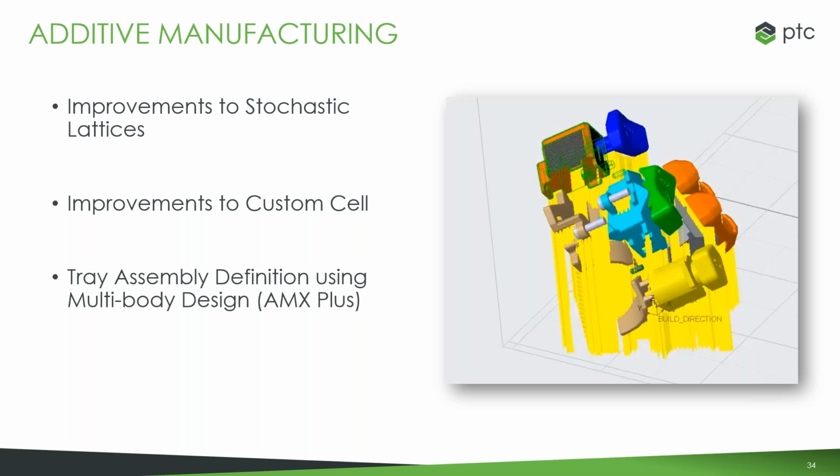And then specific to additive manufacturing, mainly when you're printing with metal instead of just plastic, we've made improvements to the tray assembly definition. That's really utilizing the MultiBody Design methodology. Even within the same part file, you can have different bodies with different parameters, wall thickness, colors. There are a lot of uses around that.